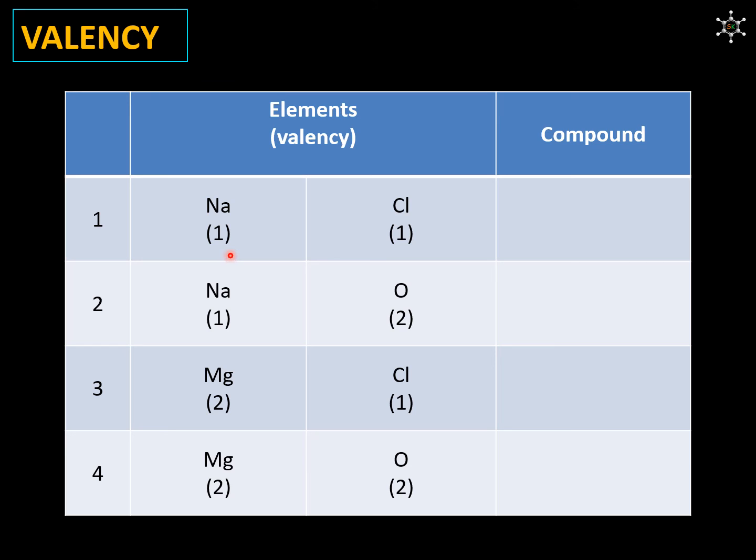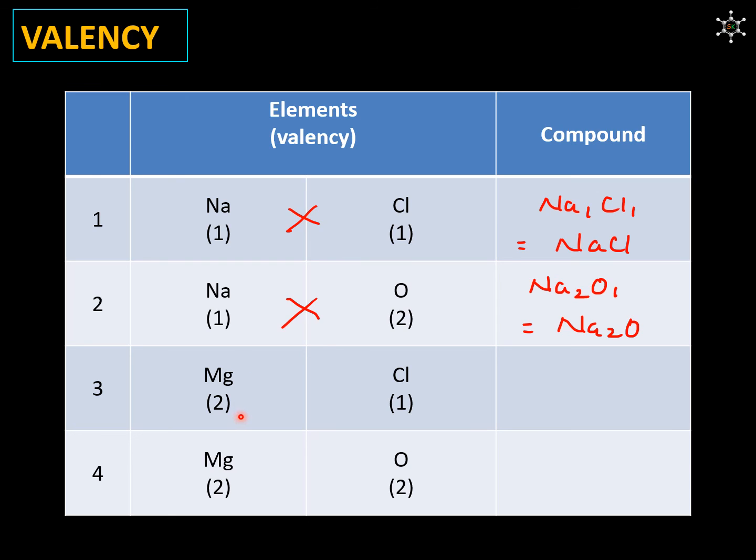Sodium valency is 1. Chlorine valency is also 1. To find out the molecular formula of the compound, just exchange their valency. You will get Na1Cl1, meaning the formula is NaCl. Sodium valency is 1. Oxygen valency is 2. Just exchange the valency between the two elements. So the formula of the compound will be Na2O1. That is nothing but Na2O.